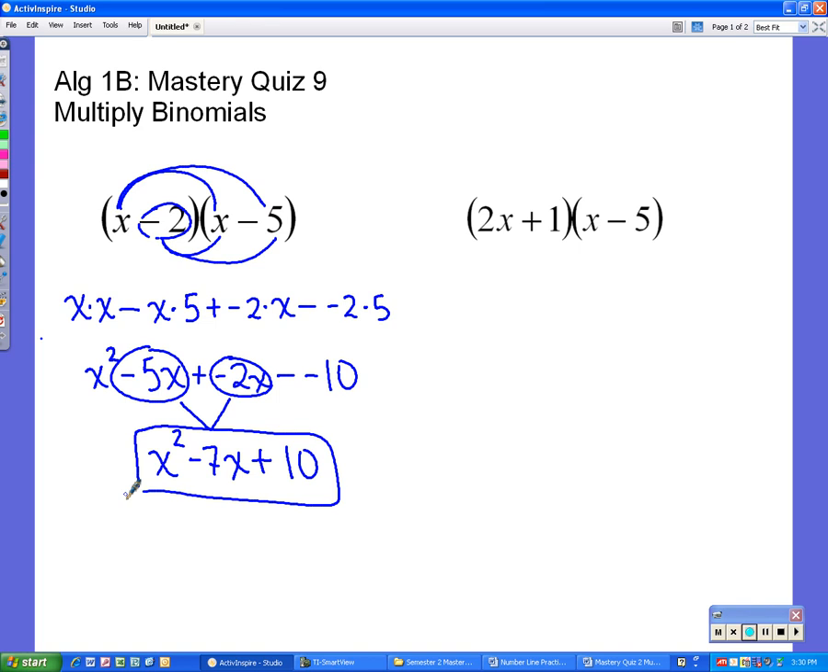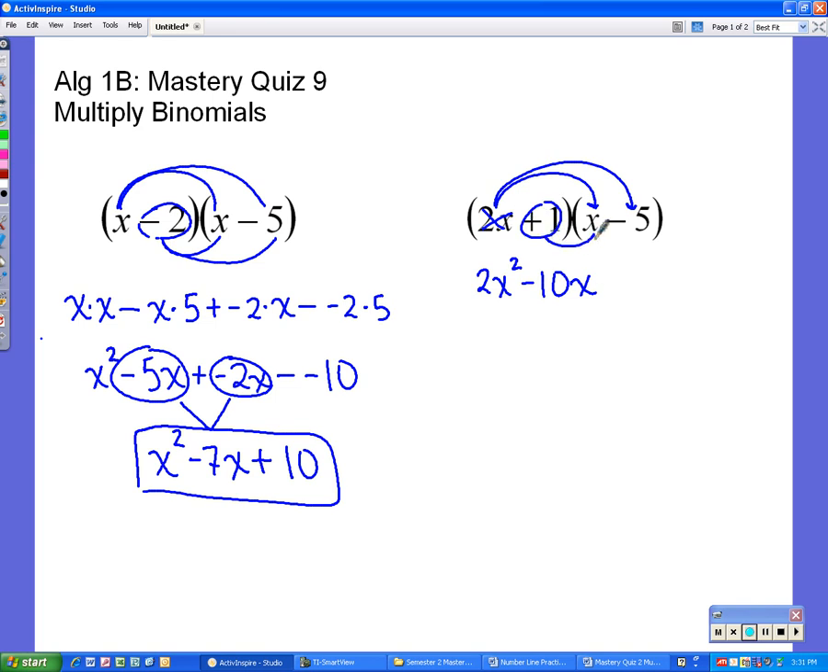Now, in the second example, it's much the same. I'm not going to write out all these steps this time. I'm going to start taking a few shortcuts, which you're allowed to do on the quiz. So the first thing I'm going to distribute is this 2x. I'm going to multiply it with the x and with the -5. So 2x times x is 2x squared. Now 2x times -5, 2 times -5 is -10, and there was an x there, so we have to include the x still.